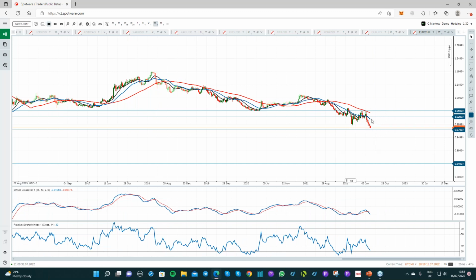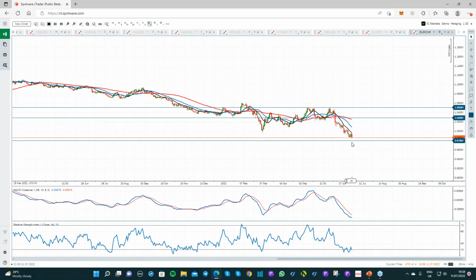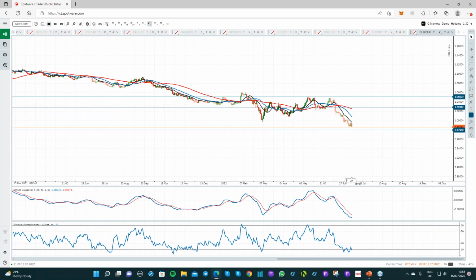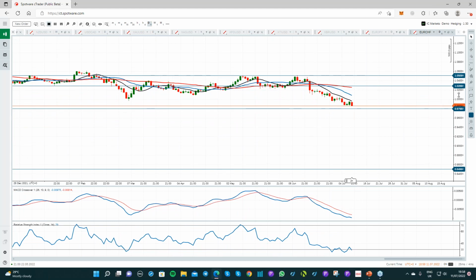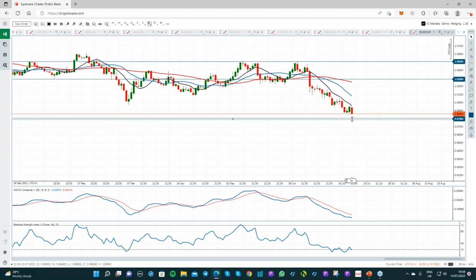Now I would anticipate the potential for Euro Swiss to come down to this horizontal level. Let's go to the daily time frame. Come down to this horizontal level here. If I was in any short positions on Euro Swiss, I would be keeping an eye out at this level to see how price is going to react.